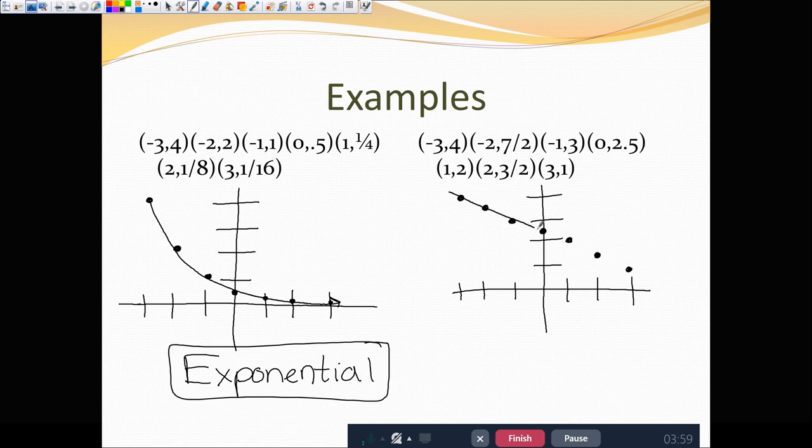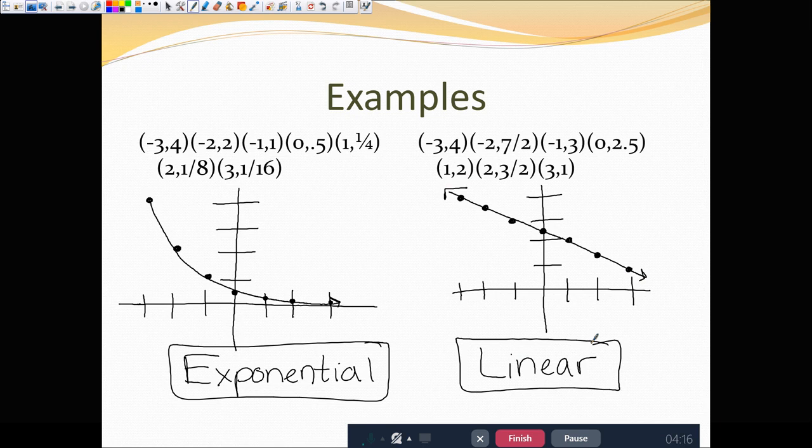Other than my graph probably not being on graph paper, so that makes it not exactly the prettiest. What type of model is that? It's a line, so it makes it linear. So plot the points, figure out the shape. Pretty easy.